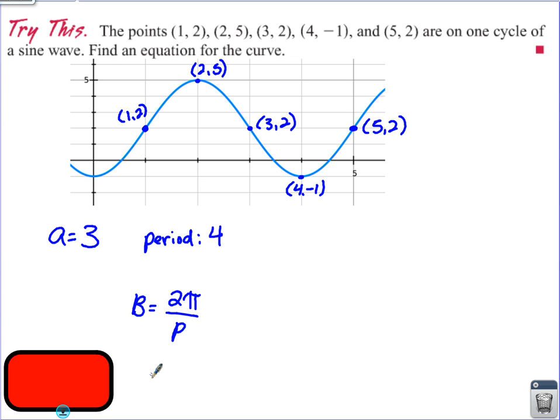So somebody clean that up for me. 2 pi over 4 is going to be pi over 2 again. So my B term in my equation is going to be pi over 2. So now my sine equation looks like this.